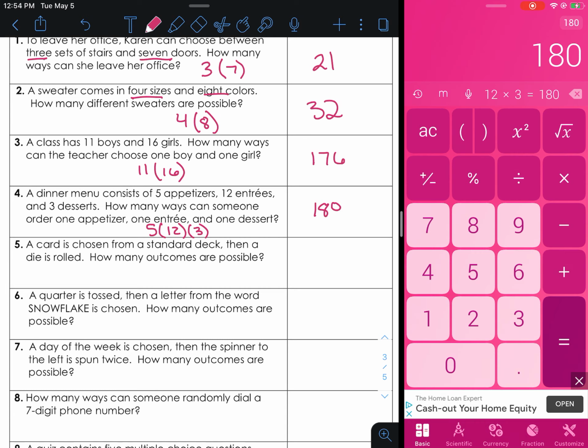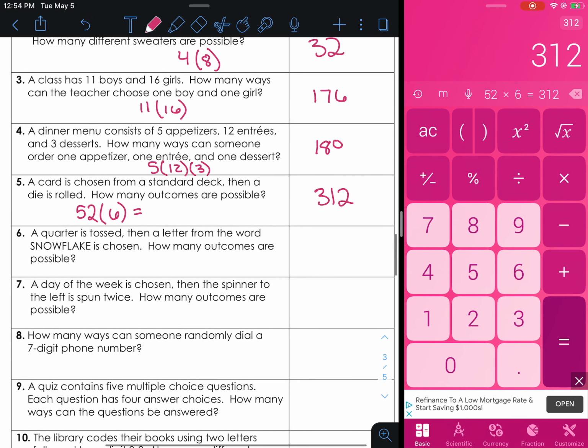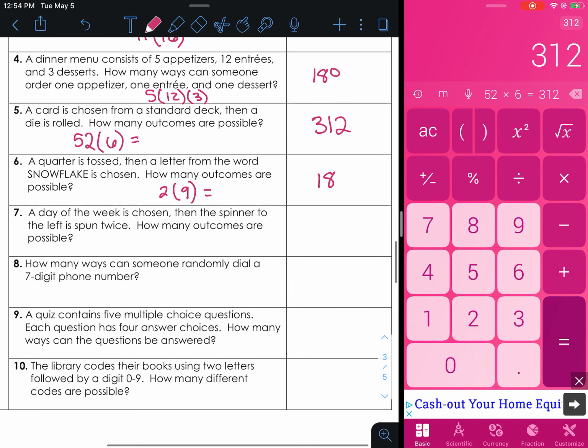Alright, so a card is chosen from a standard deck and then a die is rolled. If you didn't know this, there are 52 cards in a deck of cards. And a die has 6 numbers on it, 1 through 6. So 52 times 6 is 312. Alright, a quarter is tossed, so that's either heads or tails, just 2 choices. Then a letter from the word snowflake is chosen, and snowflake has 9 letters. Okay, and 2 times 9 is 18, so I have 18 choices there.